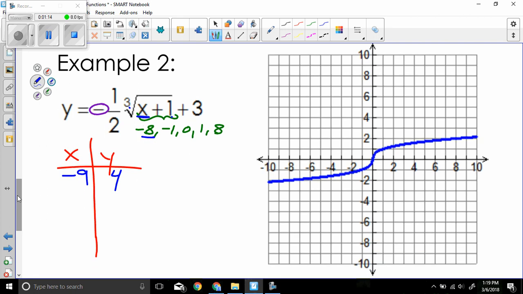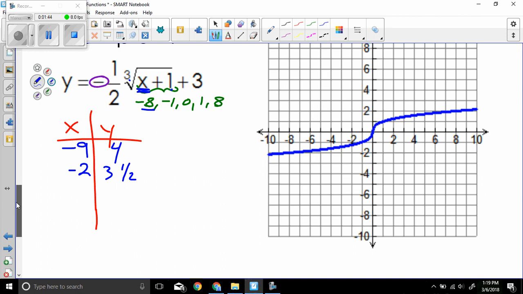Now, after that, then I have to get this negative 1. Well, how am I supposed to get a negative 1? Well, I need a negative 2 for my x value. Negative 2 plus 1 would be negative 1. Cube root of negative 1 is negative 1. Half of negative 1, well, that's just a half, times that negative is going to be 1 half. 1 half plus 3 is 3 and 1 half.